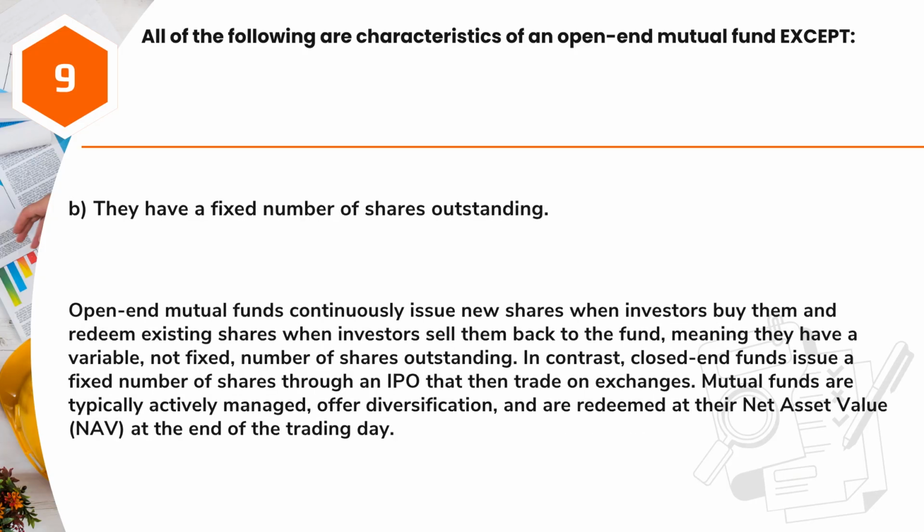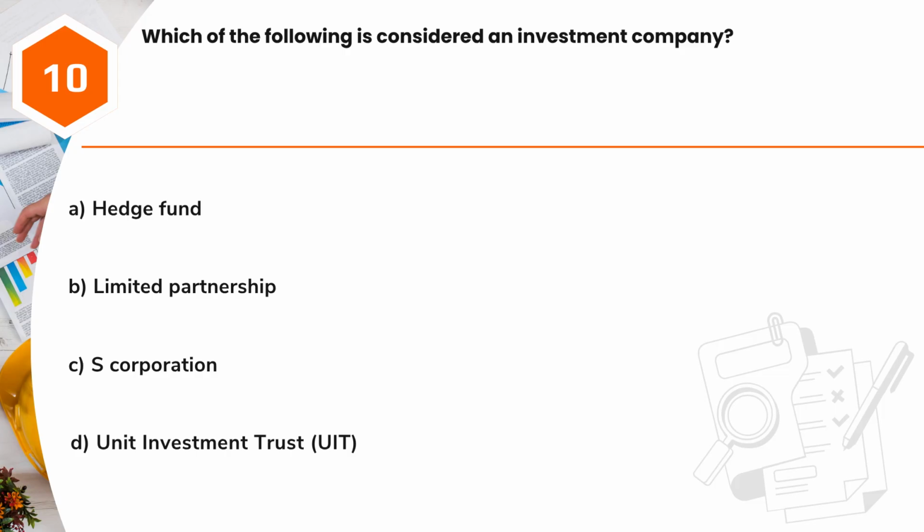Answer, B. They have a fixed number of shares outstanding. Open-end mutual funds continuously issue new shares when investors buy them and redeem existing shares when investors sell them back to the fund, meaning they have a variable, not fixed, number of shares outstanding. In contrast, closed-end funds issue a fixed number of shares through an IPO that then trade on exchanges. Mutual funds are typically actively managed, offer diversification, and are redeemed at their net asset value, NAV, at the end of the trading day.